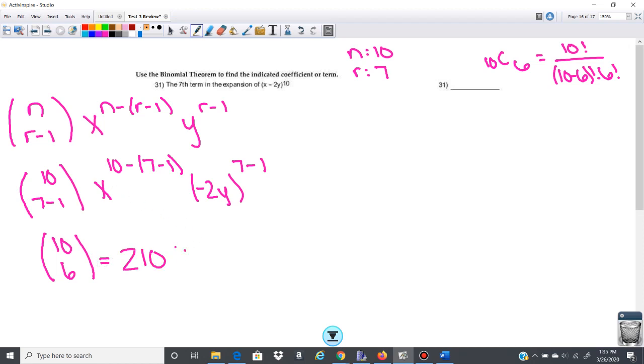Okay, then we have x to the 10 minus 6, so that's x to the 4th. And then this is going to be a negative 2y to the 6th. So we just have to work that out here. So this is 210 times x to the 4th times negative 2 to the 6th, y to the 6th. Okay, so let's go ahead and do that.